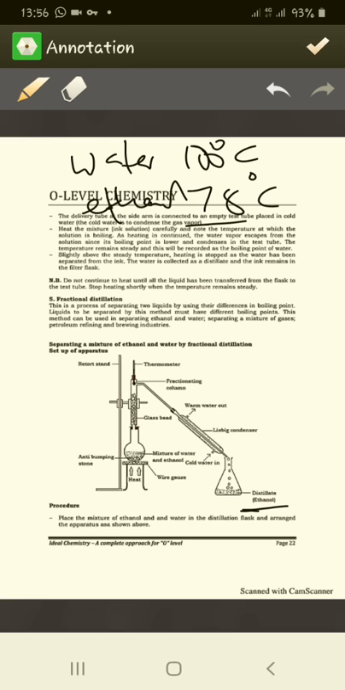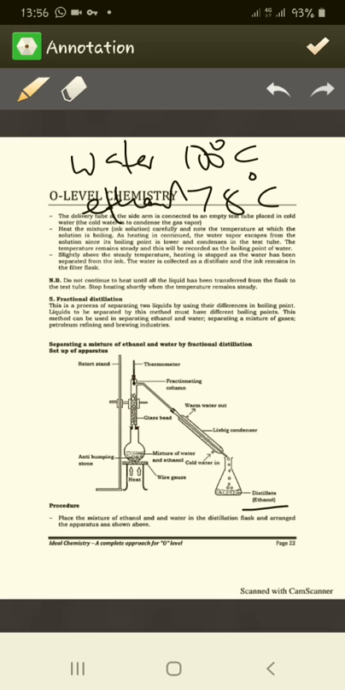Then we have glass beads. The role of these glass beads is to distribute the ethanol vapor, the vapor that is coming out here, evenly, or to increase the surface area for the reaction. So let's look at the procedure.